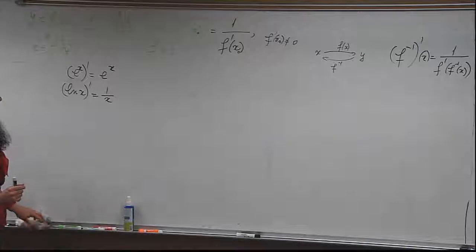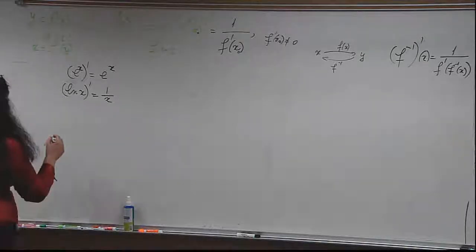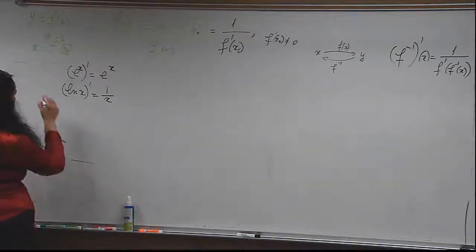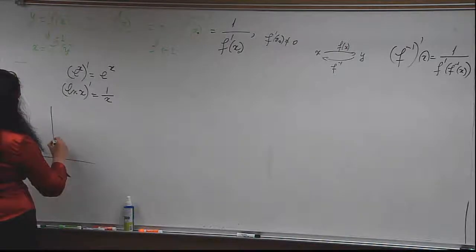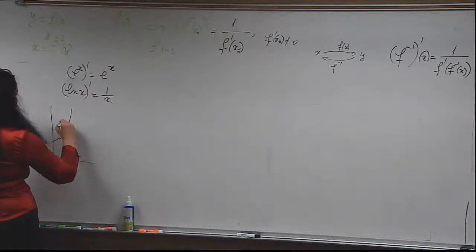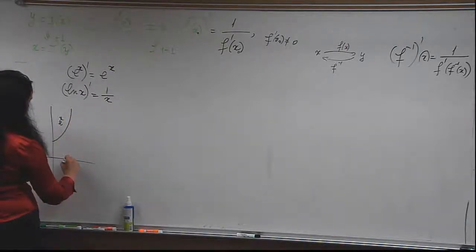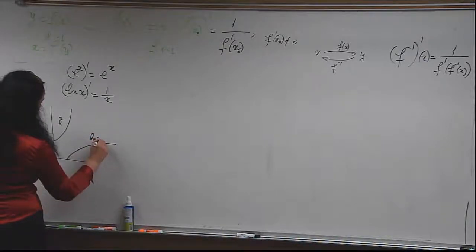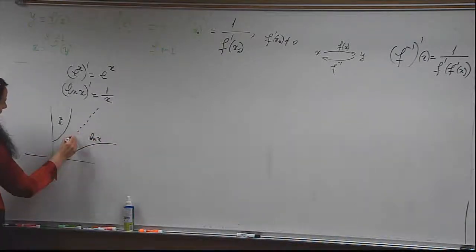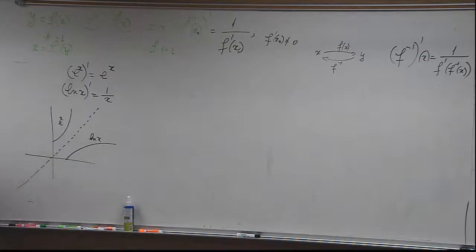So how do I apply that formula? Well, I have two functions here. One is e to the x, and one is natural log of x. How do I know they are inverse to one another? Their graphs should be symmetric with respect to the y equals x, with respect to the first bisector.